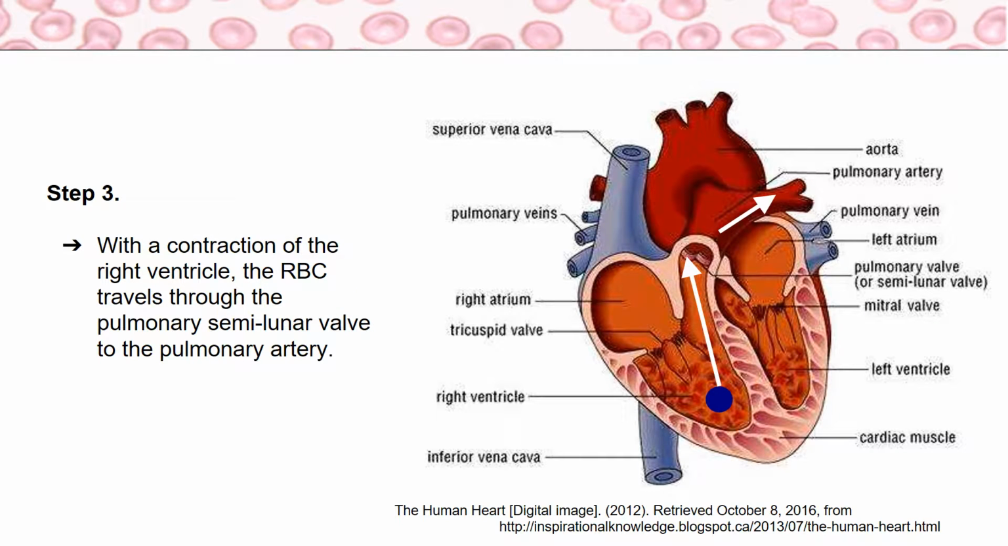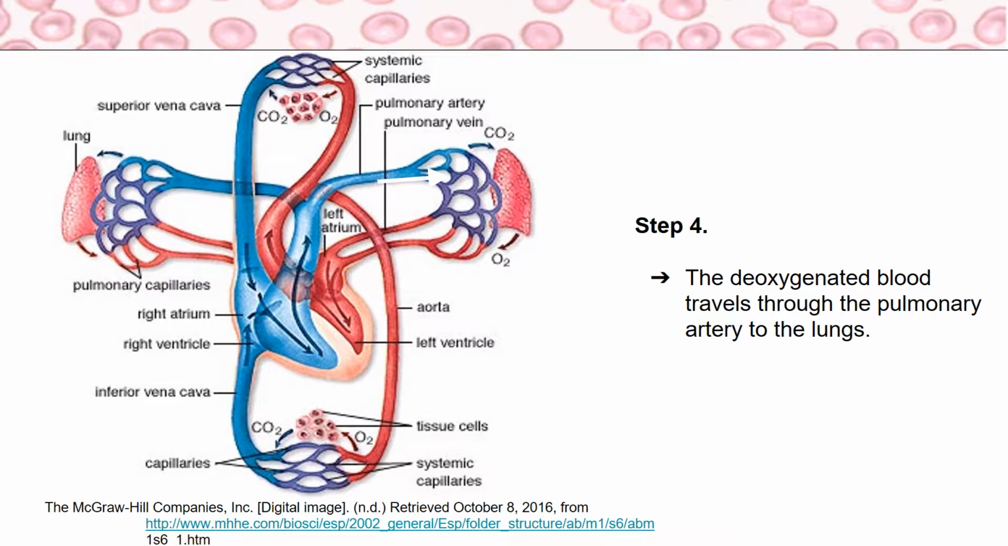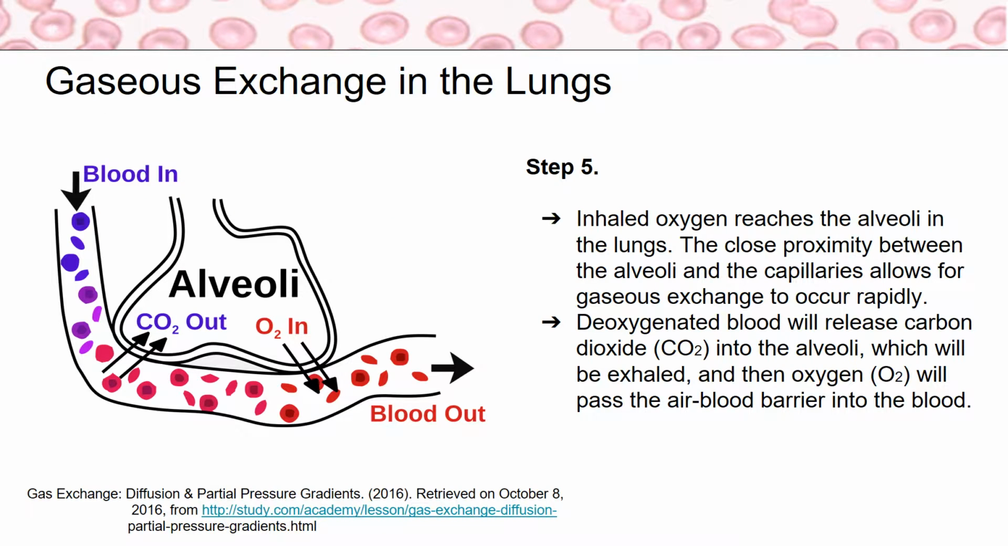The right ventricle then contracts and pushes blood through the pulmonary semilunar valve to the pulmonary artery. The pulmonary artery then transports the blood to the lungs. Here you can see a capillary and an alveoli in close contact with each other.